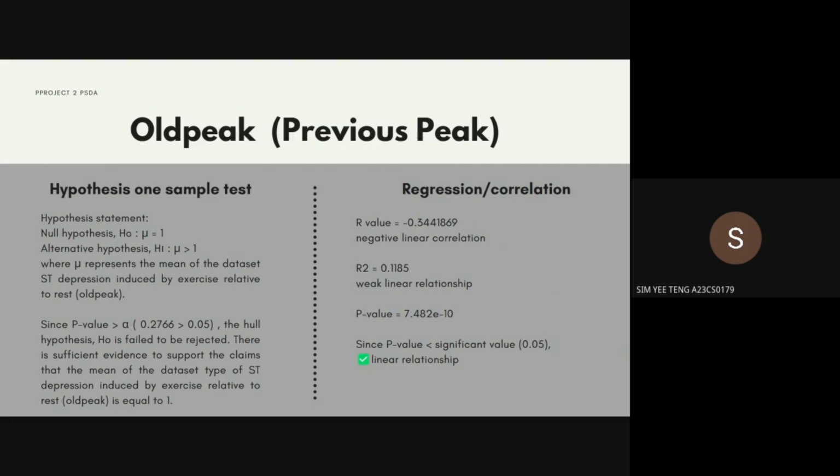So for OLDPEAK, which is previous peak, we have used a hypothesis one sample test and regression correlation. For the hypothesis one sample test, we have tested if people that have 1 for the type of ST depression induced by exercise relative to rest will have a higher chance to get heart disease. And for regression and correlation, since the p-value is smaller than the significance value, there's a relationship, and it is a weak relationship between OLDPEAK and heart disease. Next.